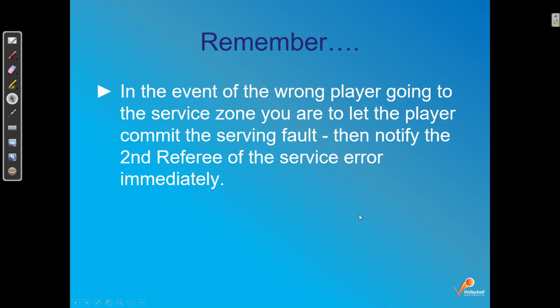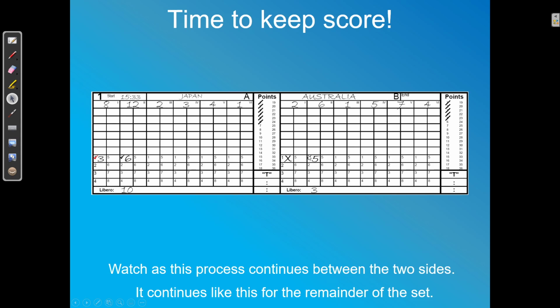So, in the event of the wrong server going to the service zone, you are to let the player commit the serving fault, then notify the second referee of the service error. Quickly going back, we open the box if we see the correct server going to serve. If it's not the correct server, we don't open the box. We don't open the box, we let the wrong server serve, and then we notify the second referee.